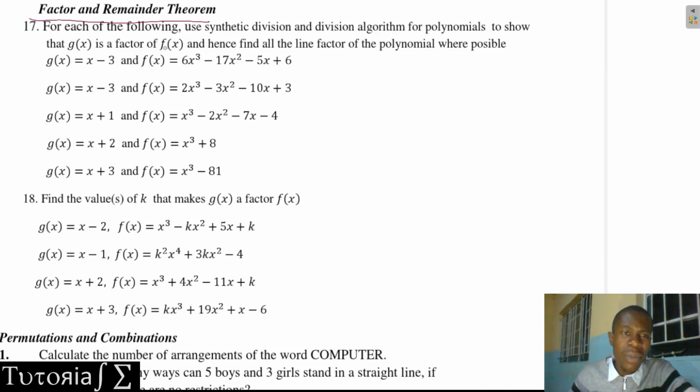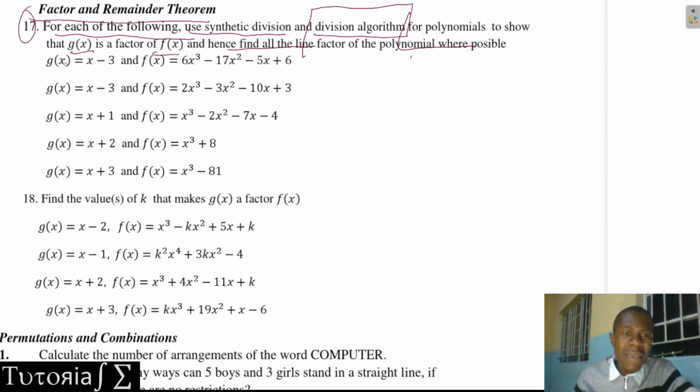All right, so let's go. For question 17, for each of the following, use synthetic division and division algorithm. The division algorithm is the long division that we've been doing for polynomials, to show that g of x is a factor of f of x, and hence find all the possible factors of the polynomial.